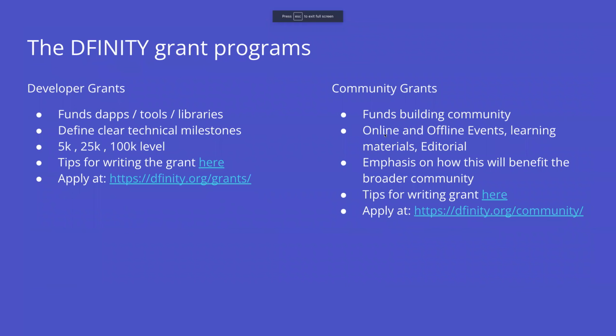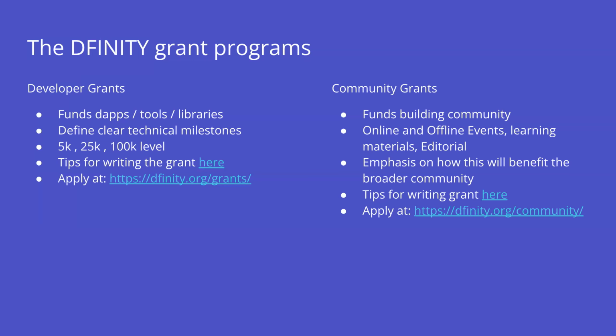Finally, I want to tell something about the DFINITY grant programs. So we have 2 grant programs at the moment: developer grants and community grants. The developer grant is for code, we fund dapps and tools and libraries. And we have 3 tiers, 5K, 25K, and 100K. We don't often start with 100K, you need to be a decent sized project to immediately get 100K, but we often start with a 5K or 25K and go from there.